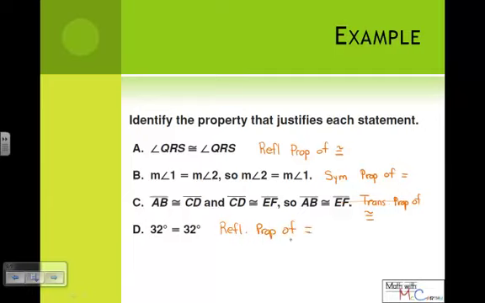And that's it for our properties and algebraic proof.